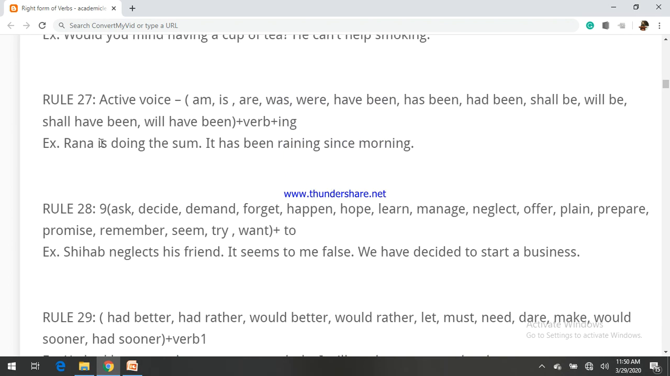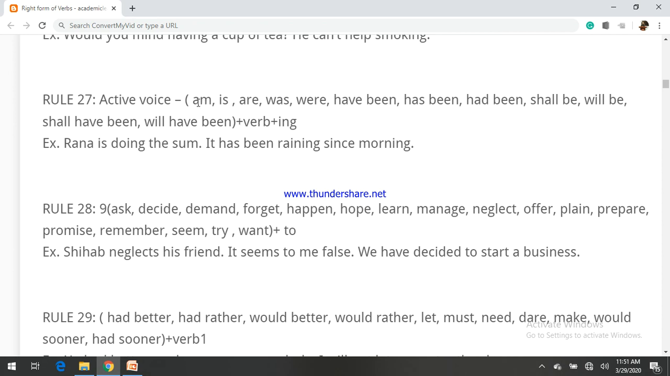Rule 27. Active voice. Am, is, are, was, were, or have been, has been, had been, shall be, shall have been, will have been, plus verb plus ing. After these verbs, verb plus ing is mandatory.